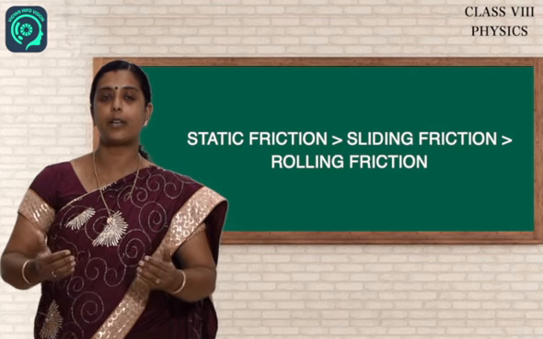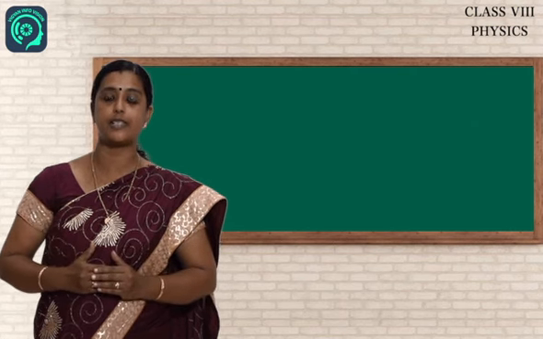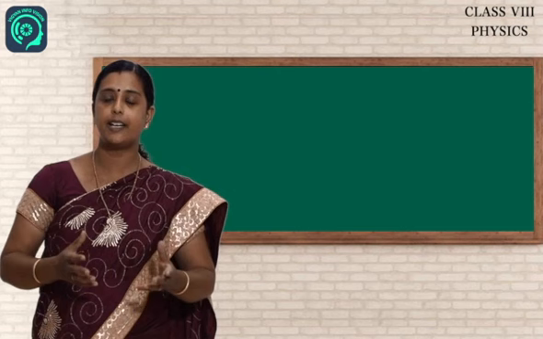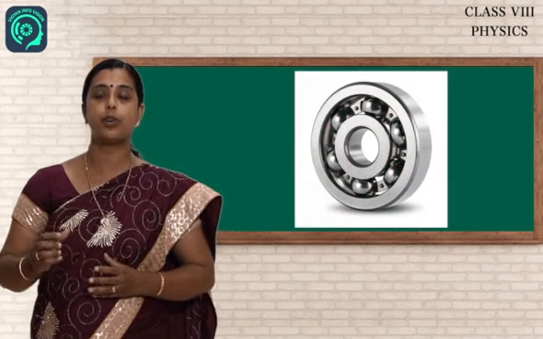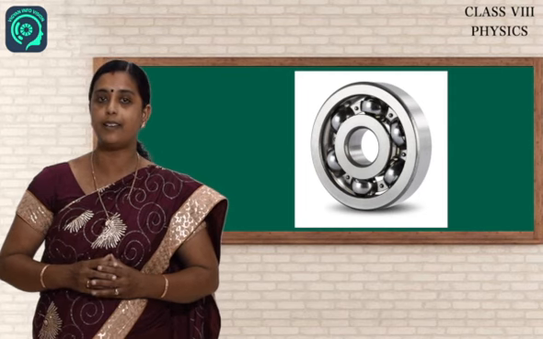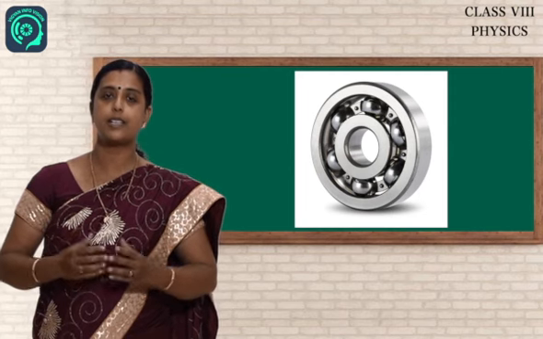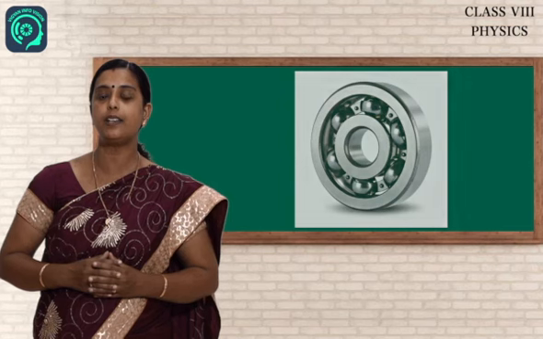Rolling friction can be provided by using rollers under the luggage. In case of some machines, sliding friction is replaced by rolling friction by using ball bearings. We use ball bearings in the hubs and axles of fans and bicycles. So these are some of the ways how we reduce the friction.